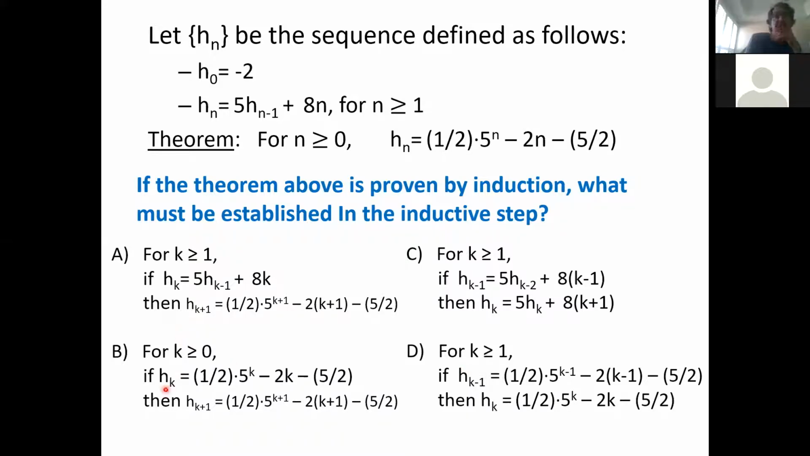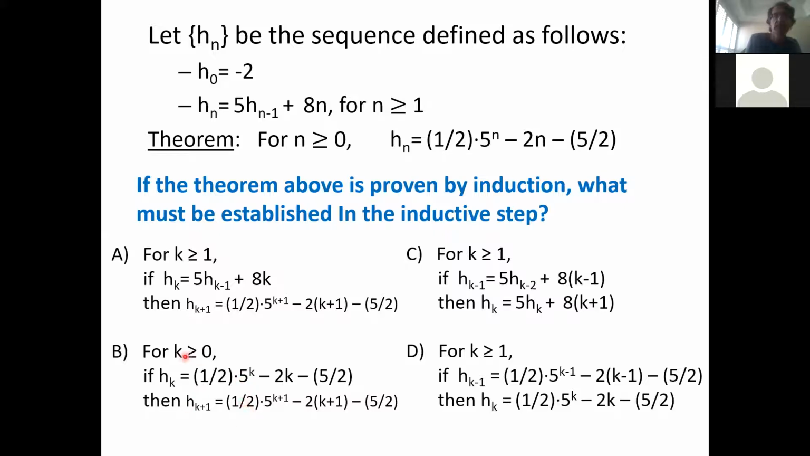Okay, I see a bunch of B's, and that's correct. But keep on also looking for alternatives. So B is a correct answer, because this shows that if the formula is correct at point K, then it's correct at point K plus 1. So the predicate we're proving is that the closed formula is correct about this sequence. So here, that if it's correct at point K, then it's correct at point K plus 1.